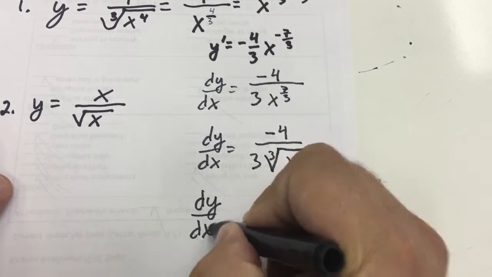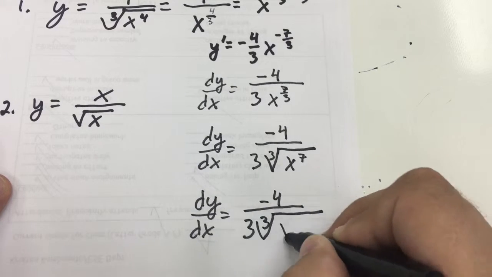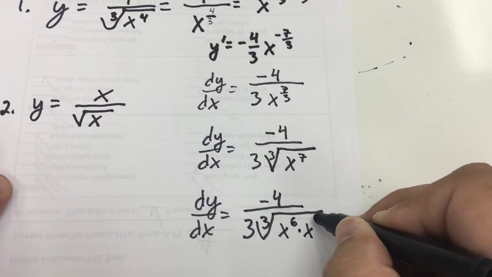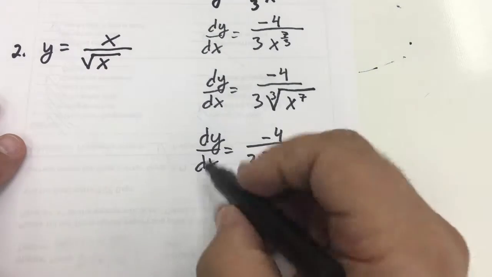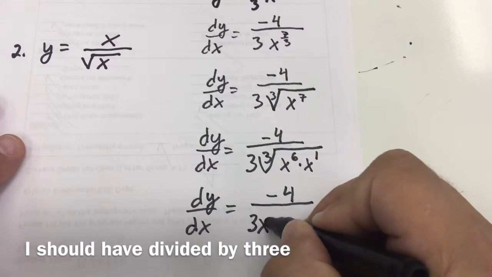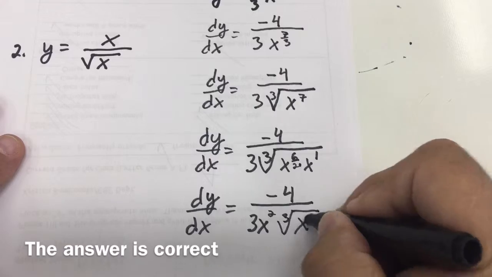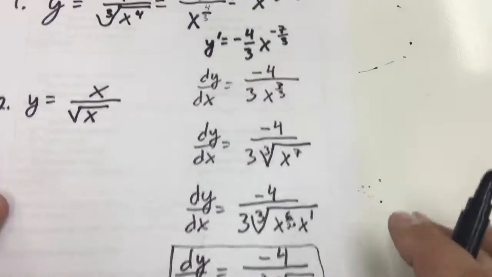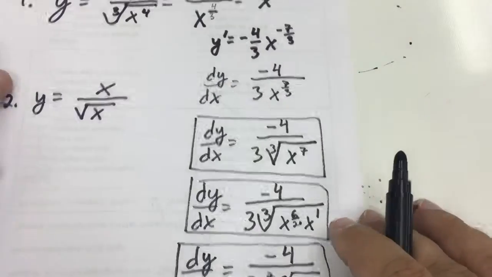dy/dx, getting a little tedious. Negative 4 over 3 times the cube root of x to the 6th times x to the first, because 6 plus 1 is 7, you add exponents. And then I'm going to bring that outside. So dy/dx equals negative 4 over 3 x. Now the cube root of x to the 6th is x squared. Cube root x. And if you're taking a multiple choice test, you might have to keep simplifying until it matches the choice that you're given.